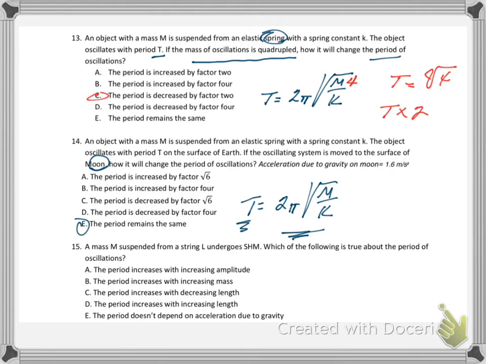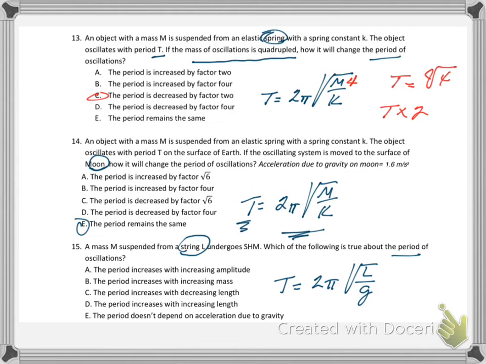Number 15. A mass is suspended from a string of length L and undergoes simple harmonic motion. Which is true about the period of oscillations? So now this is a pendulum, and the period of the pendulum is period equals 2π square root of L over g. And they want to know what's true.